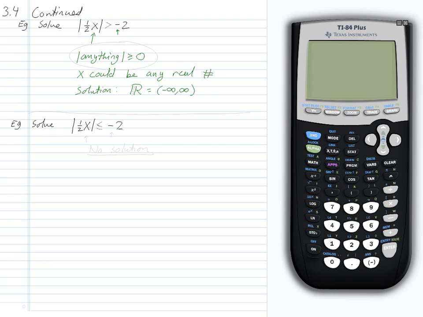On the other hand, here we have the second inequality. In this last example I would like to look at, the absolute value of 1/2 times x is less than or equal to negative 2. Well, by similar reasoning, the absolute value of anything has to be non-negative. So if I ask for you to come up with something whose absolute value is less than a negative number, in theory I'm asking you to come up with something whose absolute value is negative, and there is no way of doing that.